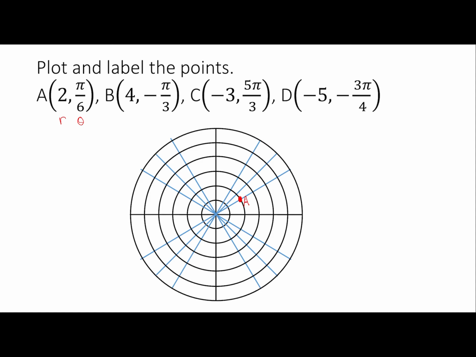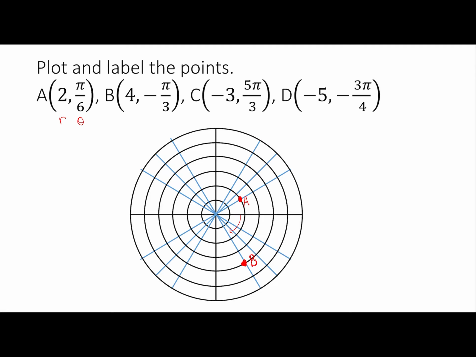Next, we need to plot the point 4, negative pi over 3. Well, no problem. We know how to handle a negative pi over 3. That means that we're going in the clockwise direction, pi over 3. So if we're coming down here, pi over 3, and then moving 1, 2, 3, 4 in the positive direction, that means that we don't cross the pole. We move outwards, and B is this ordered pair.